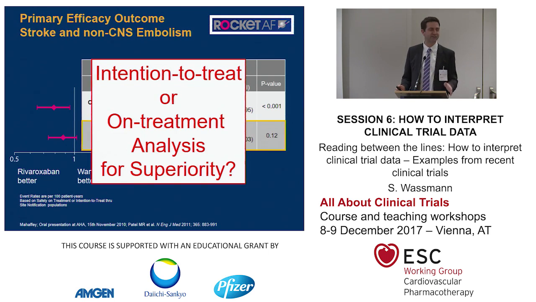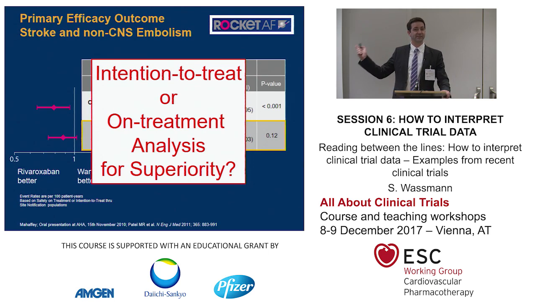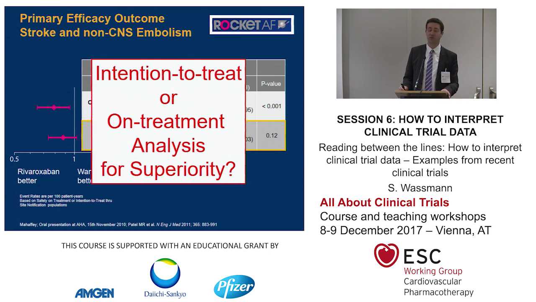So now my question for you is, what is the right way? Should we use intention to treat, or should we use on-treatment analysis for superiority? And in this case, it makes a big difference. In other trials, it was not like this, but in this trial, it makes a big difference if you have just non-inferiority or if you have superiority.